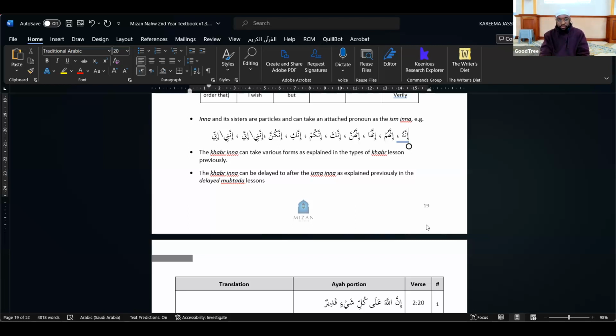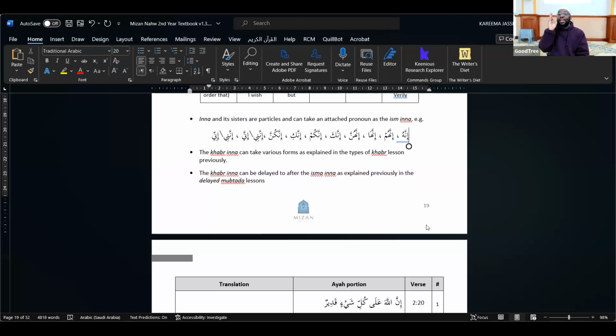Daraba means he, one male, hit, right? What if I say daraba hu? He hit it or him. Daraba ha, he hit her. Daraba hum, he hit them. The word hum, or the word huwa, what hal is it? Nasb. Why? It's maf'ulun bihi. Whenever the pronoun is attached to a fi'l, it's maf'ulun bihi. Whenever it is attached to an ism, it's mudafun ilayh.